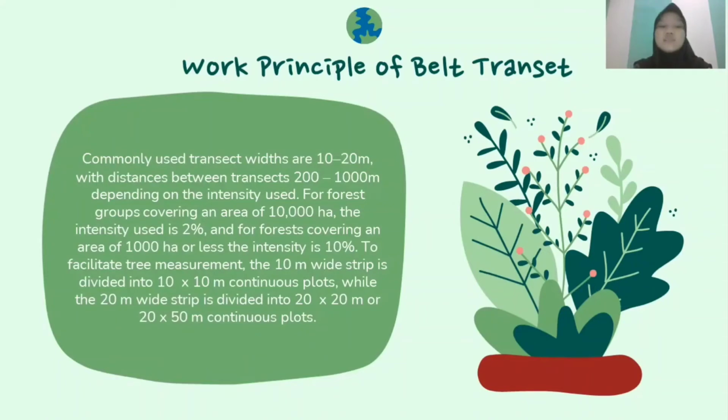To facilitate tree measurement, the 10 meters wide strip is divided into 10 times 10 meters continuous plots, while the 20 meters wide strip is divided into 20 times 20 meters or 20 times 50 meters continuous plots.